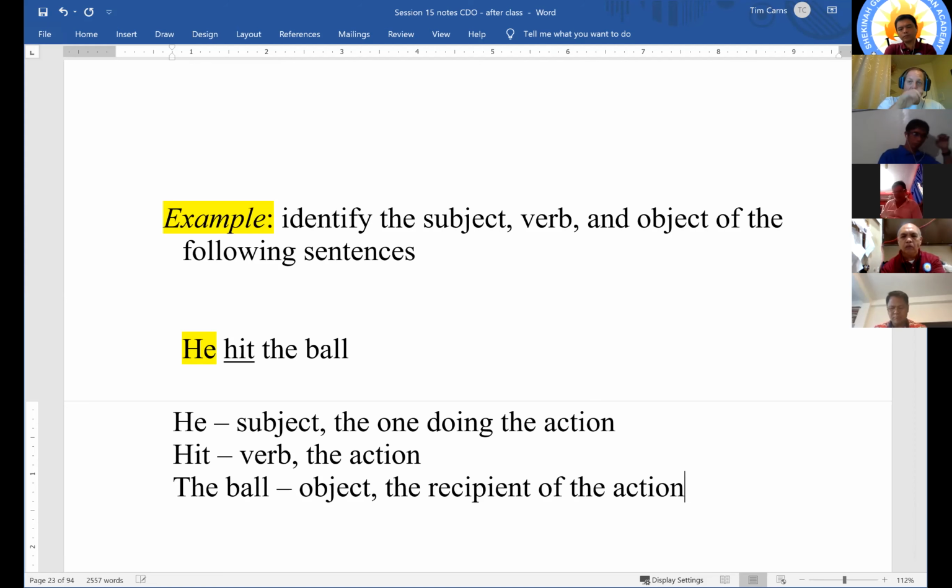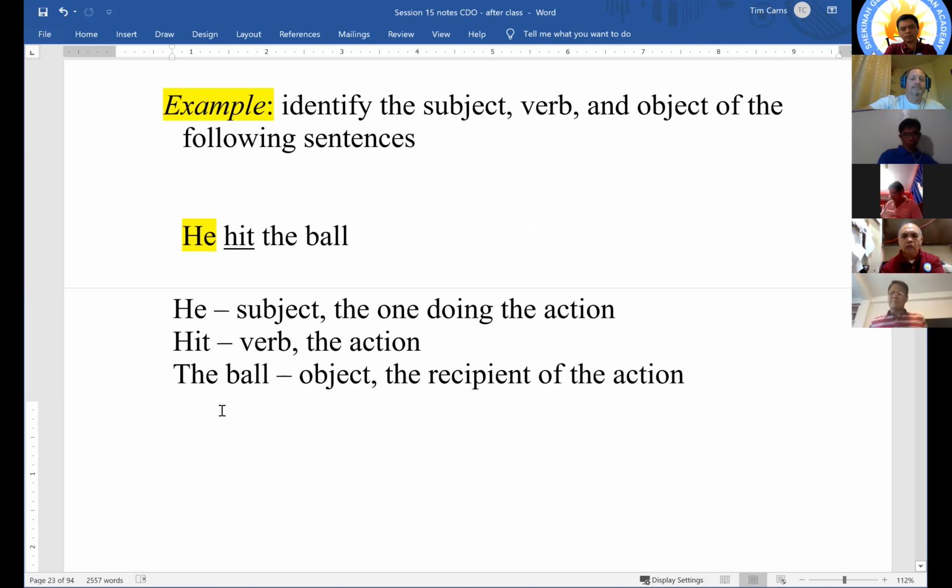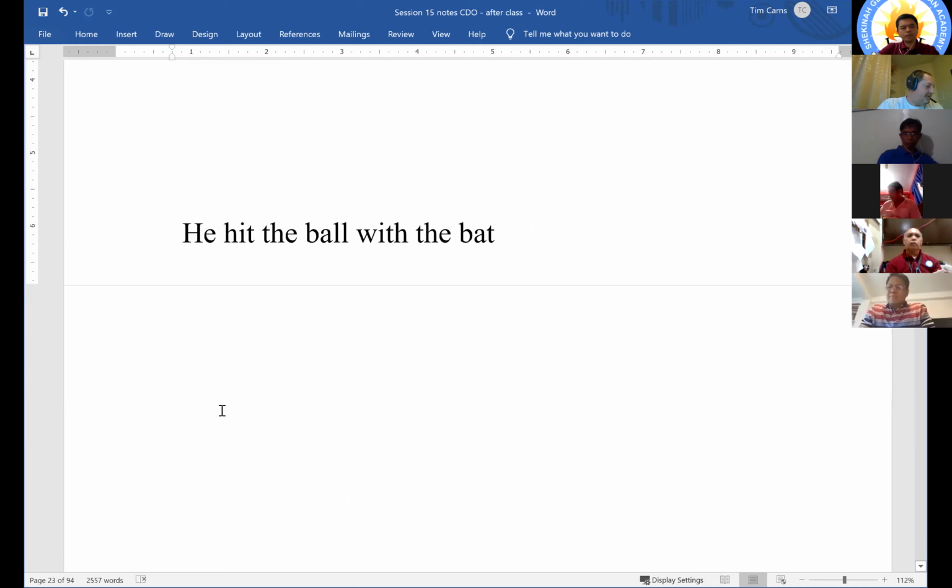All right, let's go back up to Sir Sid. Identify for me, please, the subject, verb, and object in the sentence. Subject, he. Verb, hit.